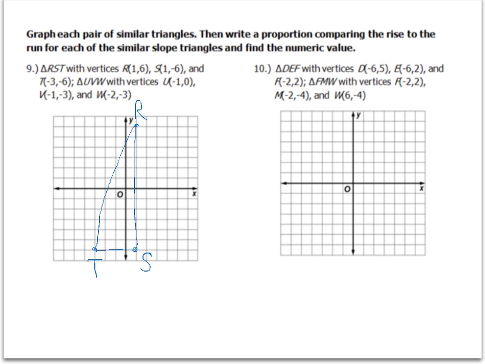You would use a straight edge because those are very poorly drawn for me, without a straight edge or a tool to draw straight lines on here. And then we're changing colors to do negative 1, 0, which is U, negative 1, negative 3, which is V, and negative 2, negative 3, which is W.